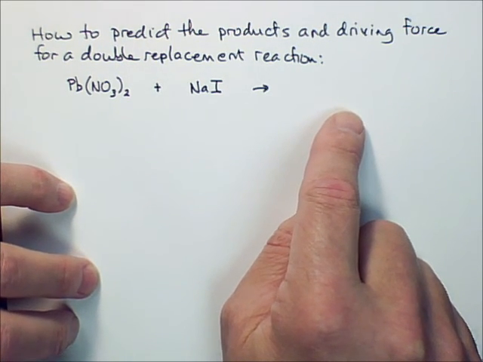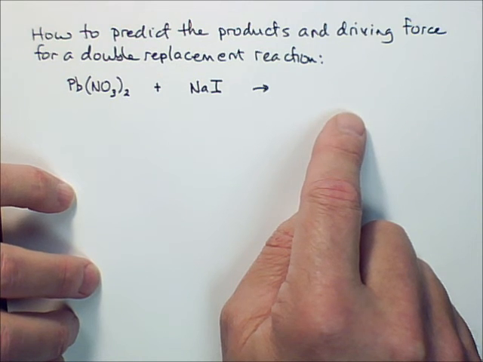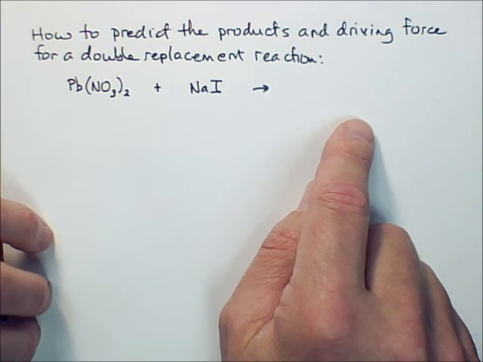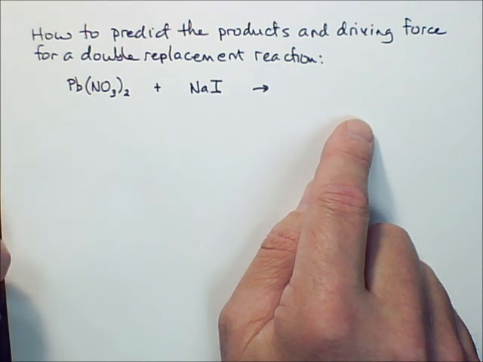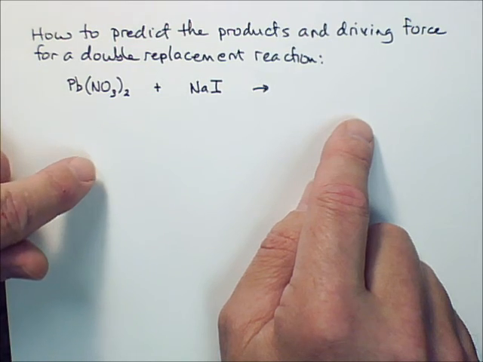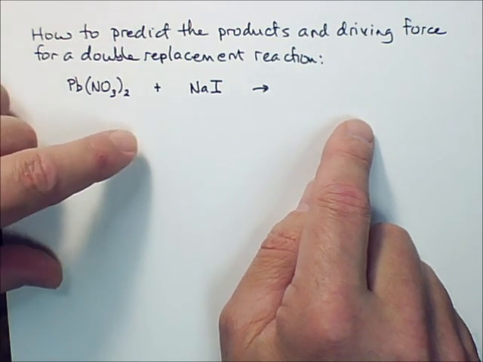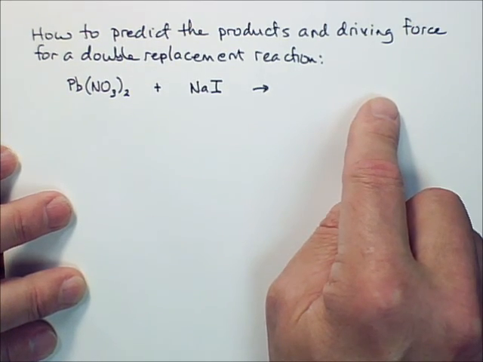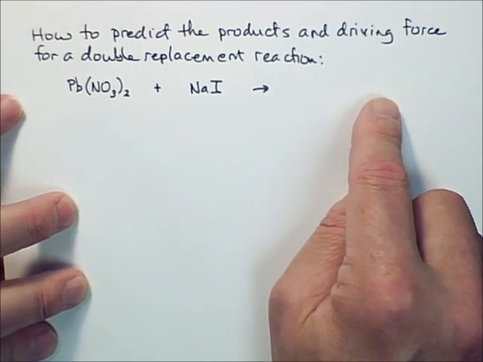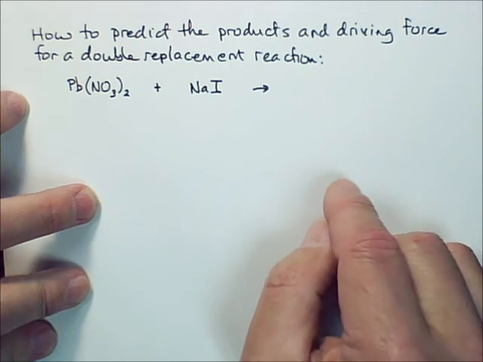The driving force for single replacement reactions comes from the fact that the element that's by itself is more active. And more active we know because it's higher on the activity series than an element it is like in a compound. With a double replacement reaction, we first have to predict the products to see if there is a driving force. There are three driving forces.